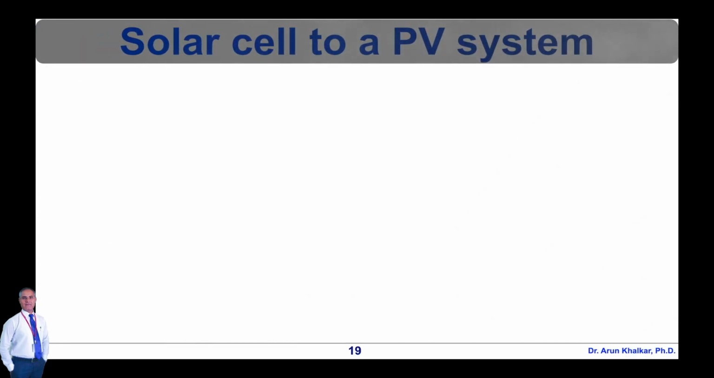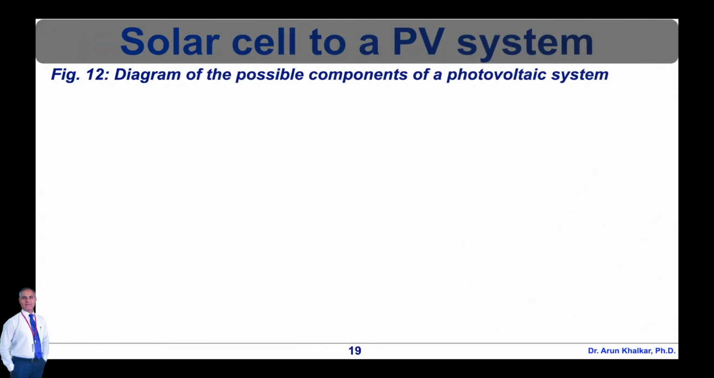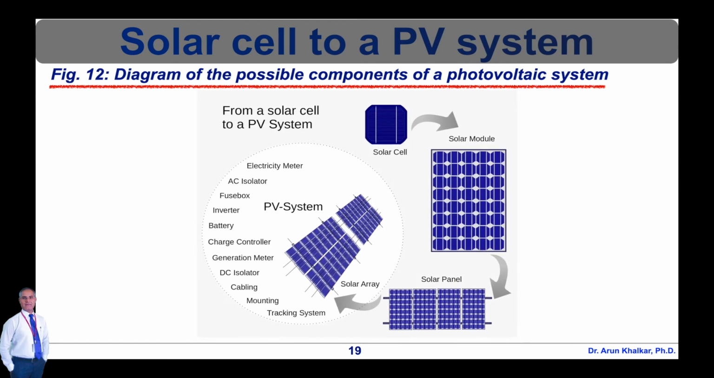Now let's see the diagram of the possible components of the photovoltaic system, from a solar cell to the PV system. PV stands for photovoltaic. Here in this diagram, from a solar cell to a PV system, it's shown initially one small solar cell which is manufactured at laboratory scale or at the industrial level, which is arranged in such a way that the solar module is fabricated.